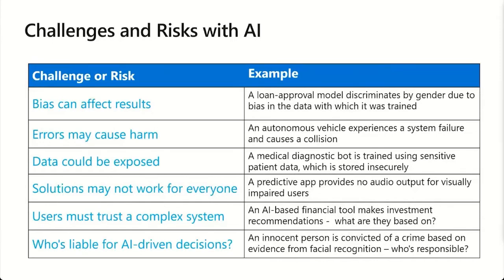And the last one: who is liable for AI-driven decisions? If an innocent person is convicted of a crime based on evidence from facial recognition, who's responsible? Because again, an algorithm is not perfect. It makes mistakes. Maybe it's 90% accurate. Is that enough? Or is it not enough?